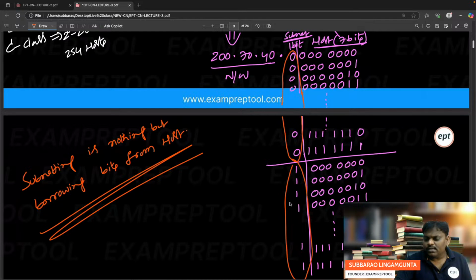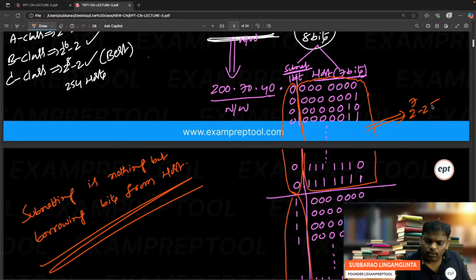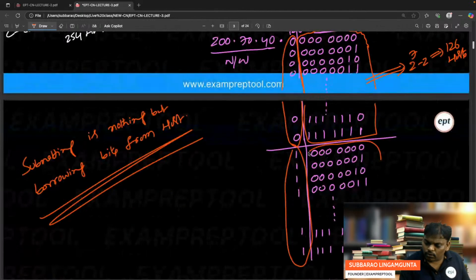Some people are asking, sir, subnetting means number of hosts will decrease? Of course. Previously host purpose 8 bits. Now host purpose only 7 bits. With the 7 bits, how many hosts possible? 2 power 7 minus 2. 2 power 7 is 128 minus 2. In subnet 0, 126 hosts. In subnet 1, again one more, 126.